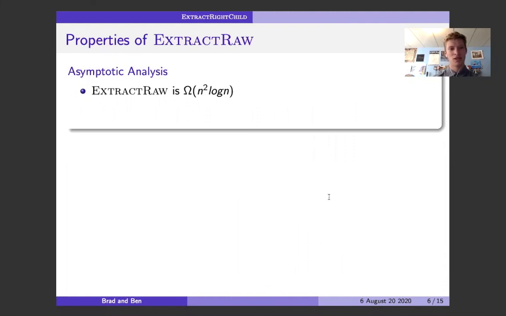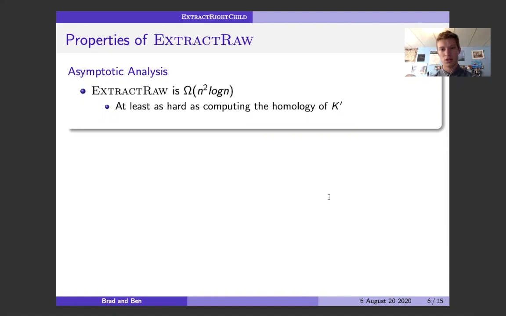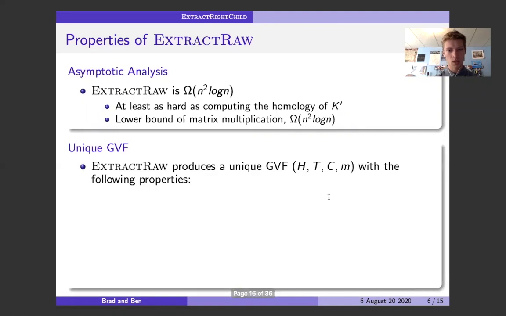So first off, extract raw's runtime. Extract raw is lower bounded by n squared log n. We know this because it's at least as hard as computing the homology of these recursive smaller subcomplexes that keep getting fed into it. And we know that computing the homology of something has the same lower bound as matrix multiplication, which is omega of n squared log n.